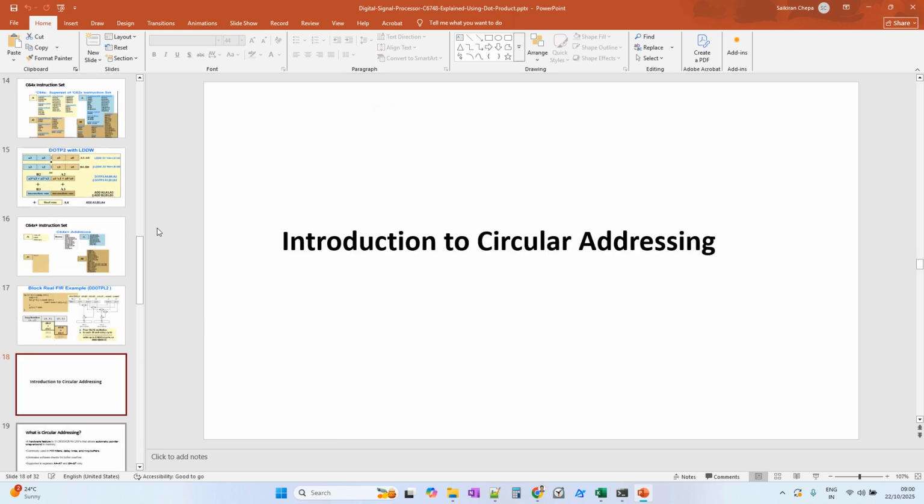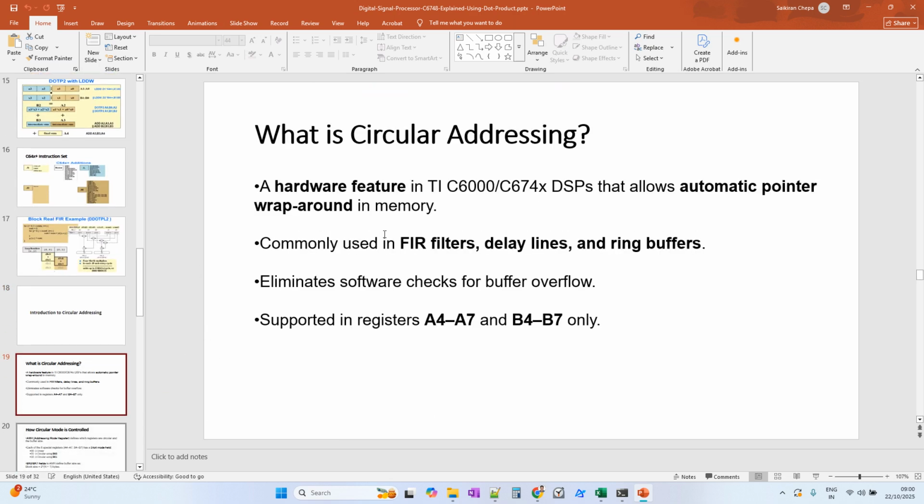Now next we will see about circular addressing. Circular addressing is like if we are at one location, the pointer will automatically wrap around in the memory. That's the idea. It is commonly used in FIR filters, delay lines and ring buffers. It eliminates software checks for buffer overflows. Software doesn't check it, the hardware itself does that.